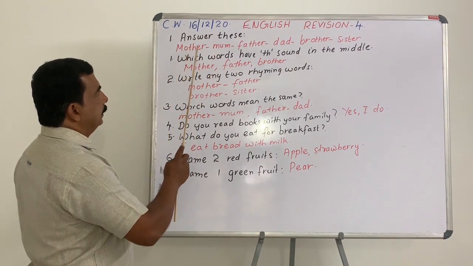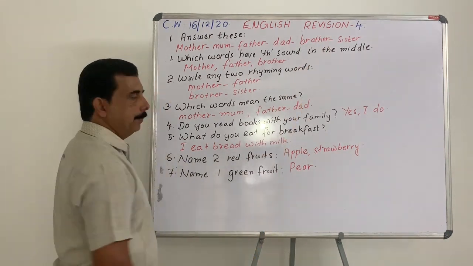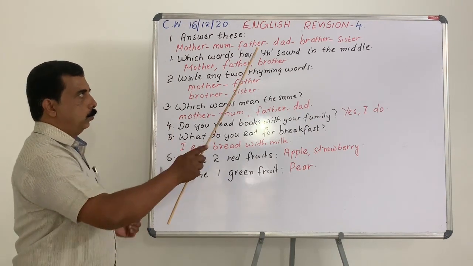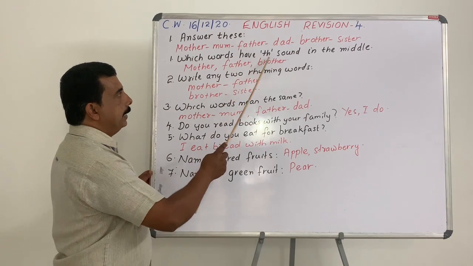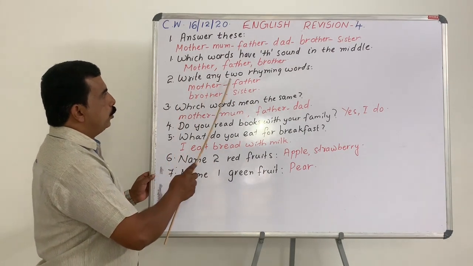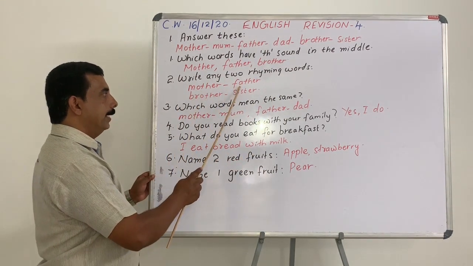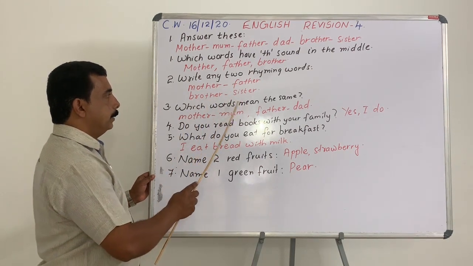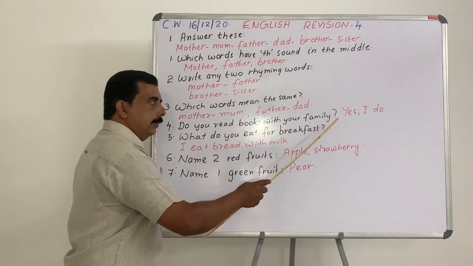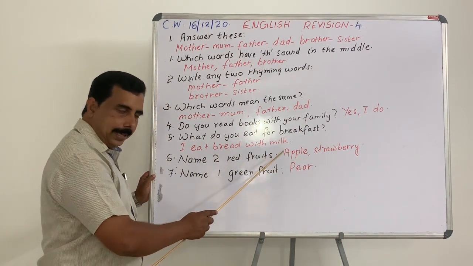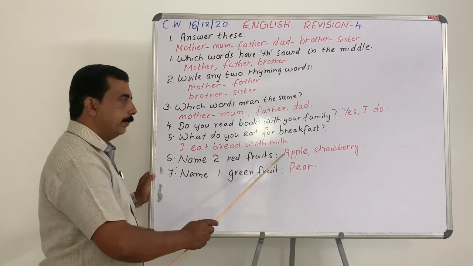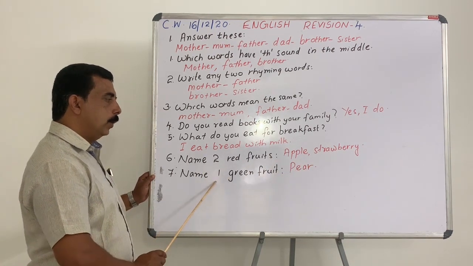So just look here. Answer this: mother, mom, father, dad, brother, sister. These are six words. Write answers based on these six words. Question number 1, which words have the th sound in the middle? Answer: mother, father, brother. Write any two rhyming words: mother, father, brother, sister. Which words mean the same? Mother, mom, father, dad. Do you read books with your family? Yes, I do. What do you eat for breakfast? I eat bread with milk. Can you name two red fruits? Apple, strawberry. Can you name one green fruit? Pear.